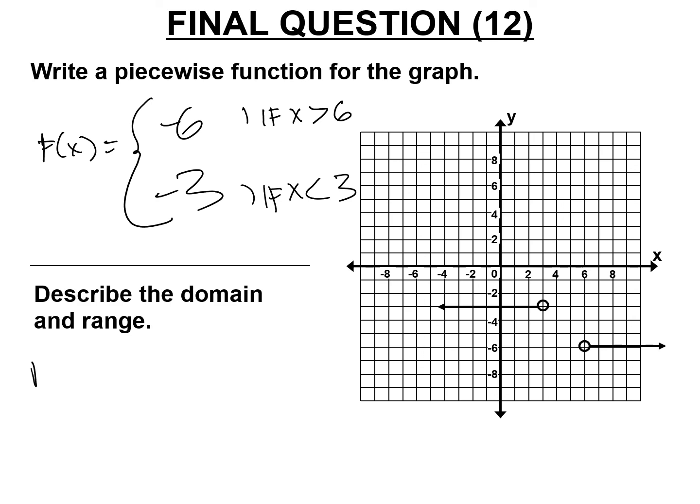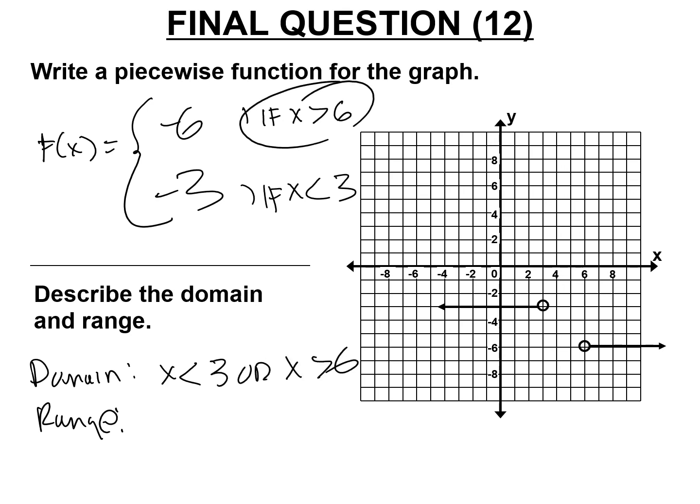Domain and range. The domain has a gap in it here, but we said this is an OR, so x could be less than 3, or x is greater than 6. We can see that right here. And then the range is y equals two possible values, negative 3 and negative 6.